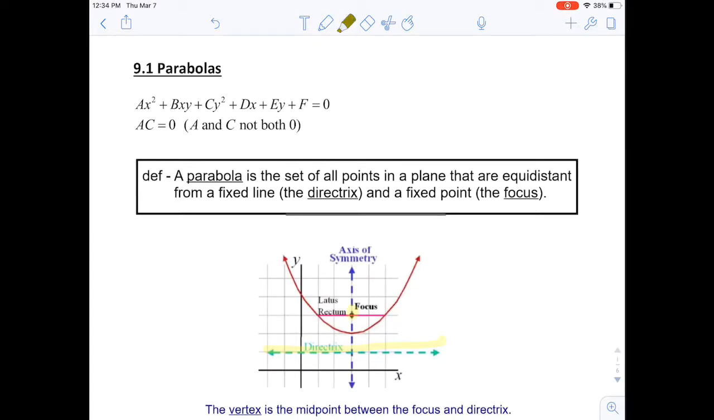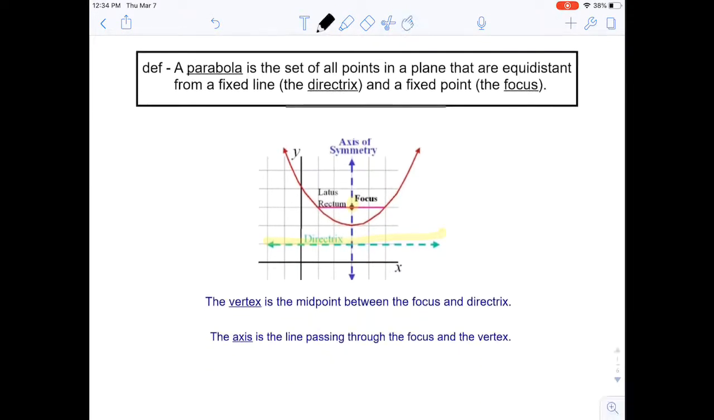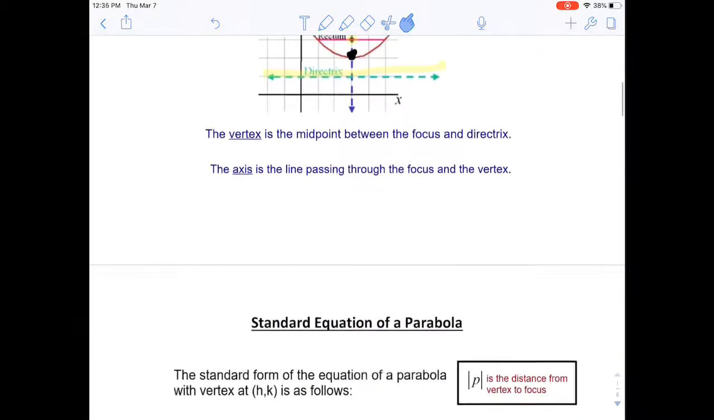And your vertex is going to be right in the middle. So here's our vertex right there, equidistant from our focus and directrix. Axis of symmetry is right here. That's that vertical line straight through the parabola. Axis of symmetry formula: x equals negative b over 2a. Just a review from your algebra classes.